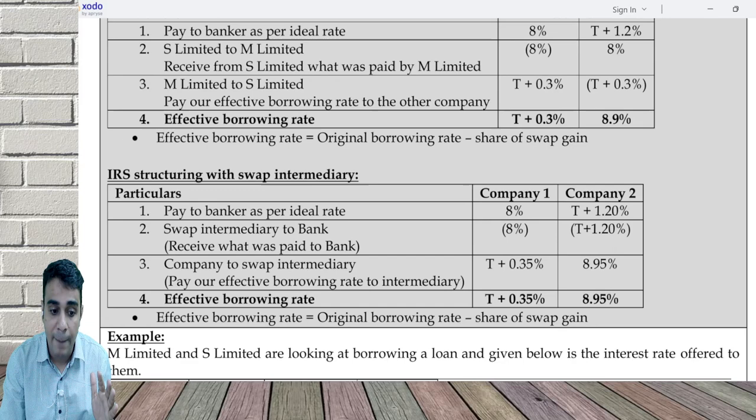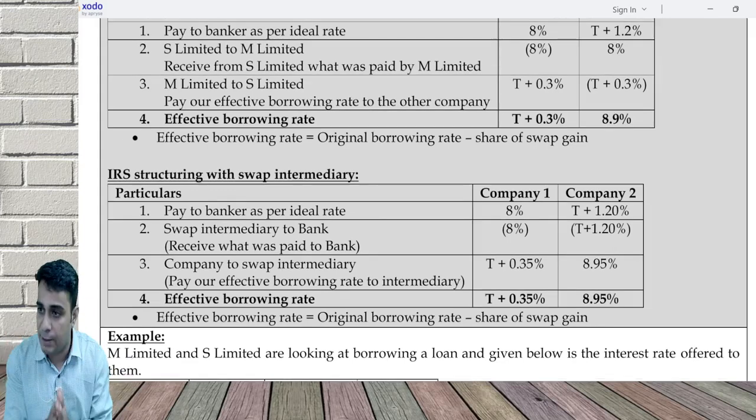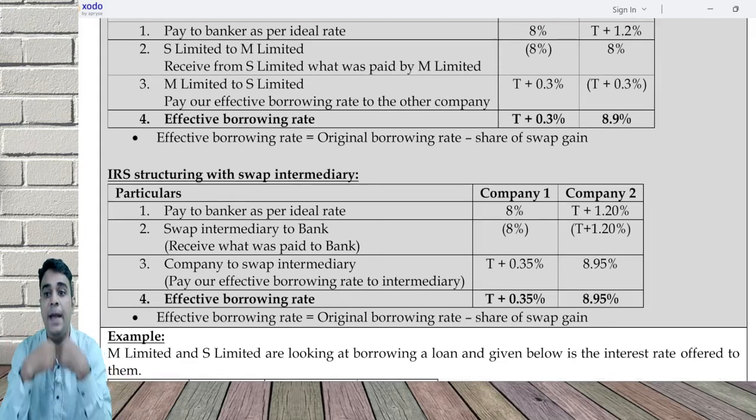If you bring in a swap intermediary, it is very simple. Pay to the bank as per the ideal rate. Receive from him. Pay to him our effective rate. 1 and 2 are the same. 3 and 4 are the same.